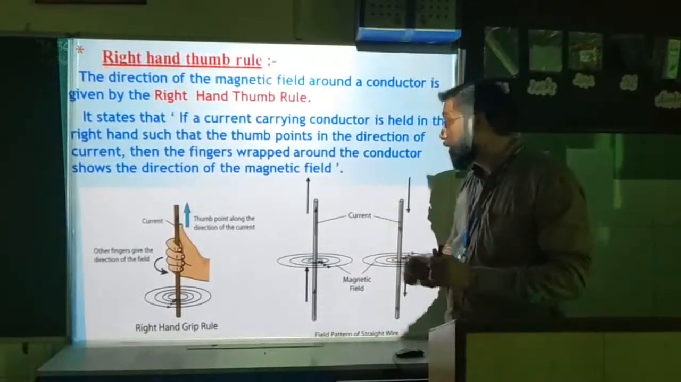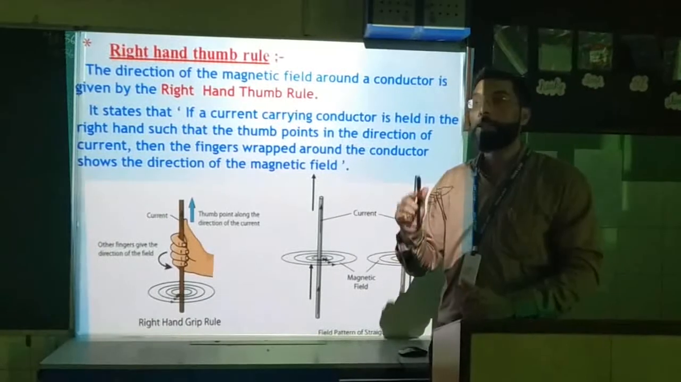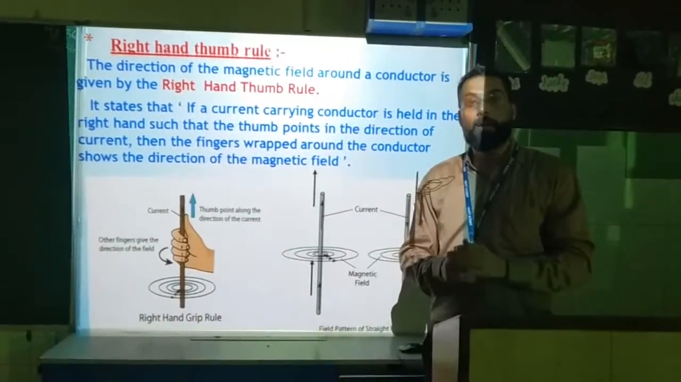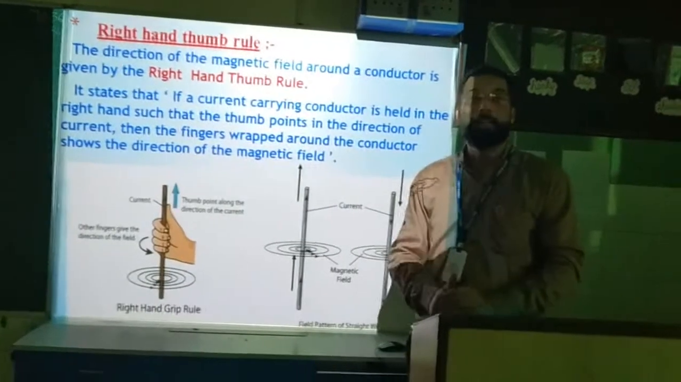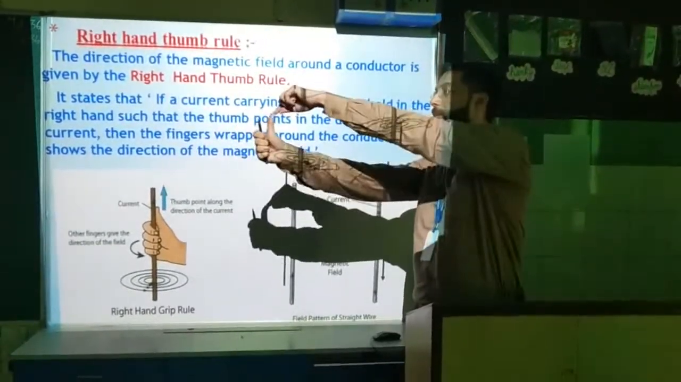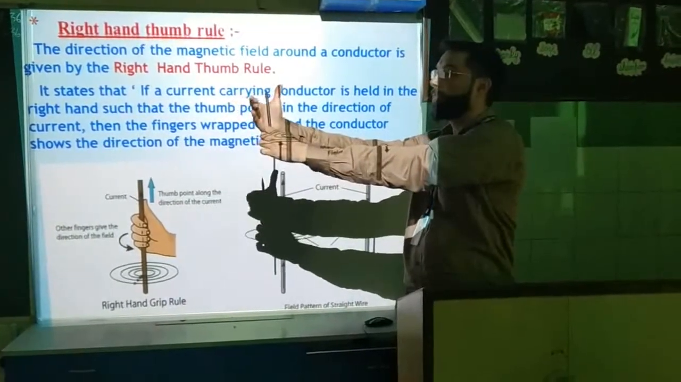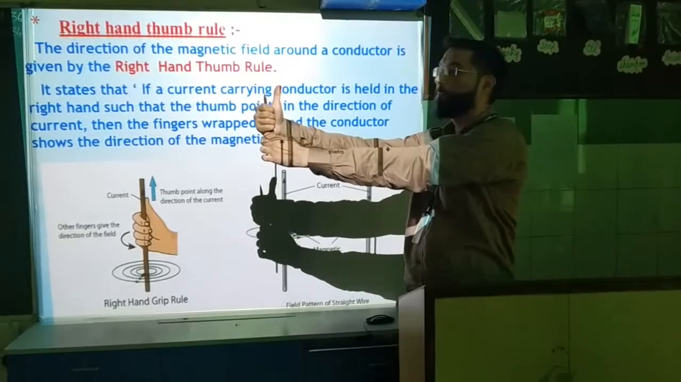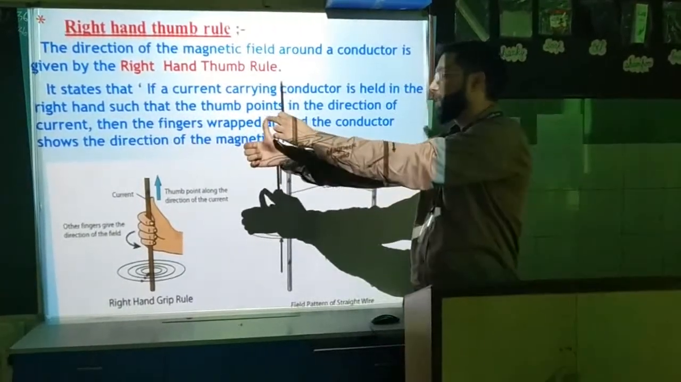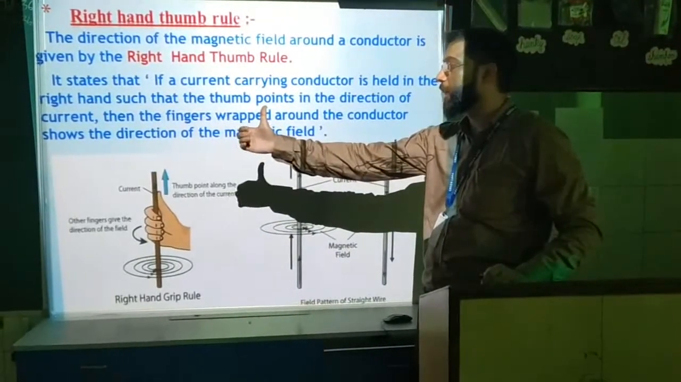Now the rule to find the direction of the magnetic field in case of a current carrying straight conductor. The name of the rule is the right hand thumb rule. This rule states that if the thumb shows the direction of electric current, then the curled fingers show the direction of the magnetic field. See, like this. The thumb shows the direction of current. Now the curled fingers show the direction of the magnetic field.